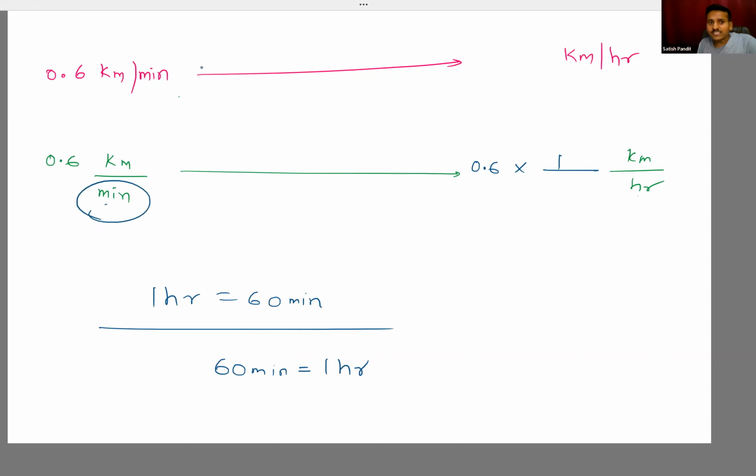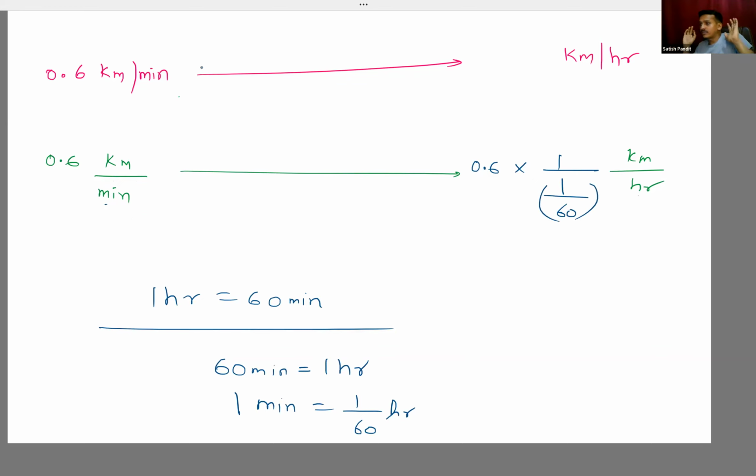But here we don't have 60 minutes. We have only 1 minute. So if you convert minute to hours, it will be 1 by 60 hour. Yes or no? 1 minute is 1 by 60 hour. So we have to write 1 by 60. If you convert minutes to hour, it is 1 by 60 of an hour.